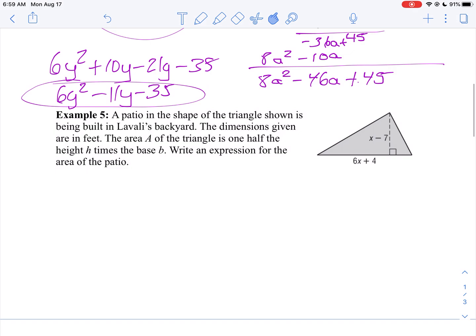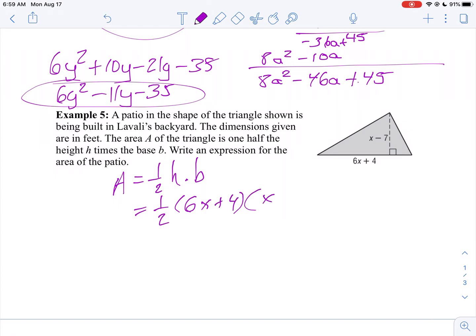Let's take a look at example 5. It says a patio is in the shape of a triangle shown being built. The dimensions are in feet. The area A of a triangle is 1/2 times the height h times the base b. Write the expression for the area of the patio. So let's write the formula. Area equals 1/2 h times b. Well, I'm going to say h is 6x plus 4 times b, which is x minus 7.